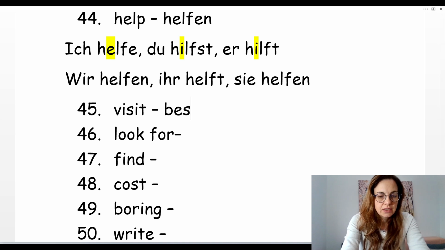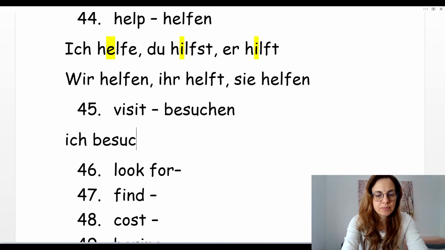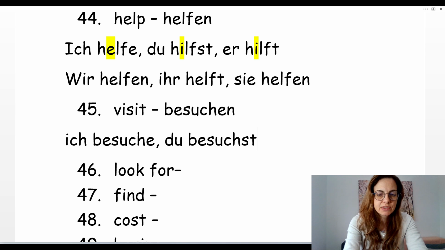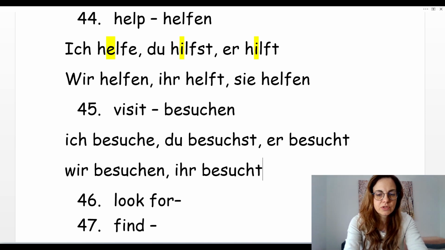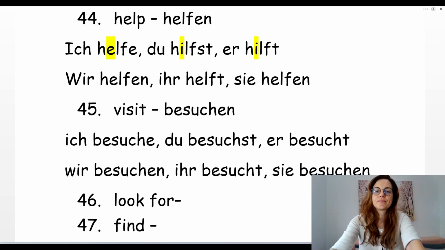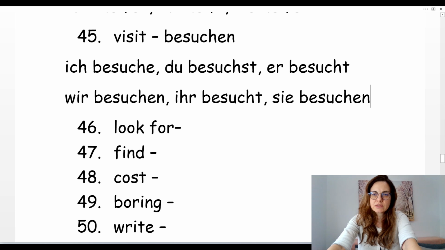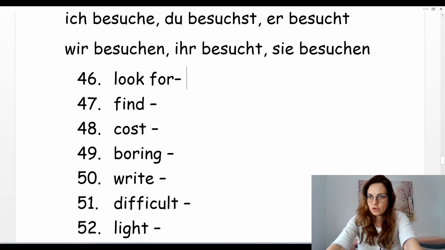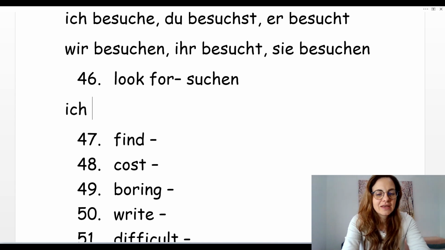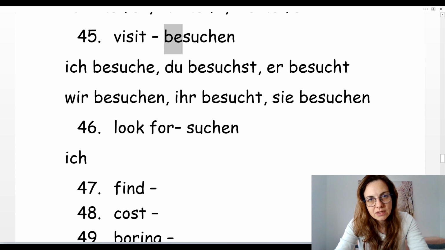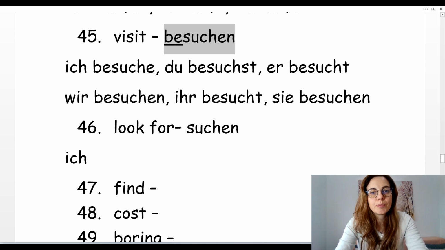Visit is besuchen. It's a regular one. Ich besuche, du besuchst, er, sie, es besucht, wir besuchen, ihr besucht, sie besuchen. Look for is just suchen. And here also this be is not a separable prefix, so it goes together with the verb.